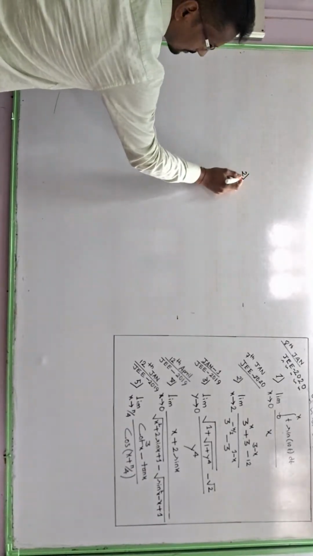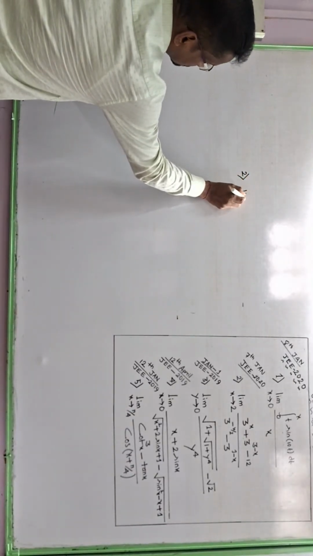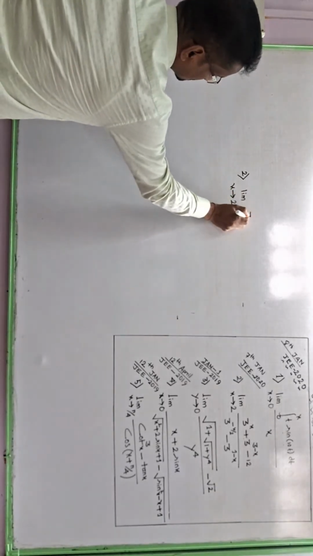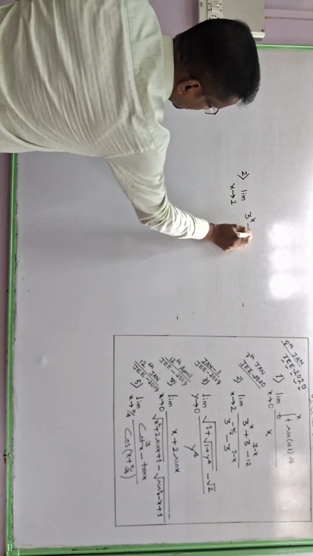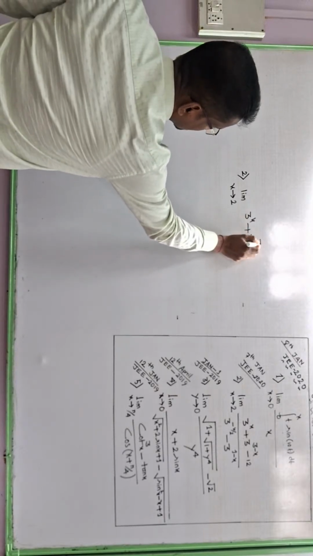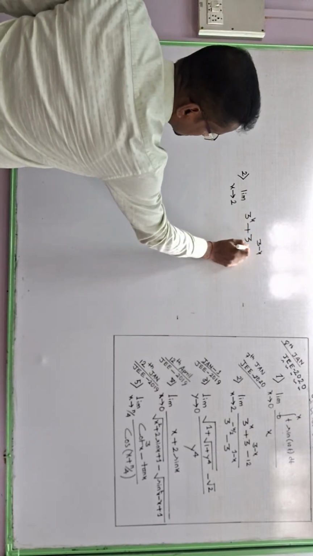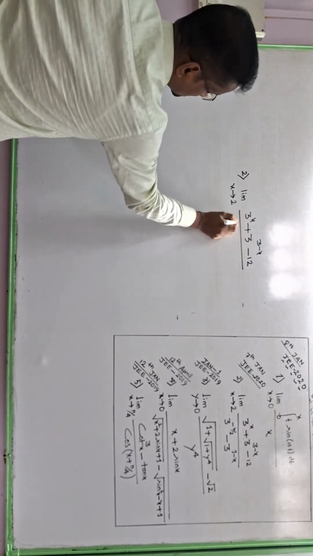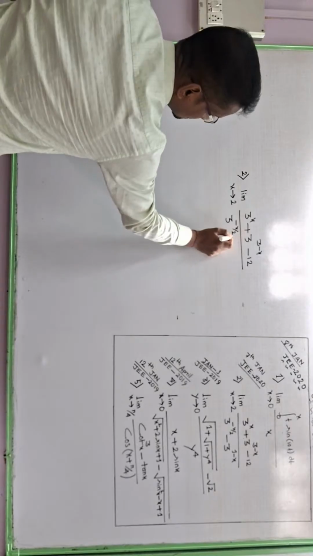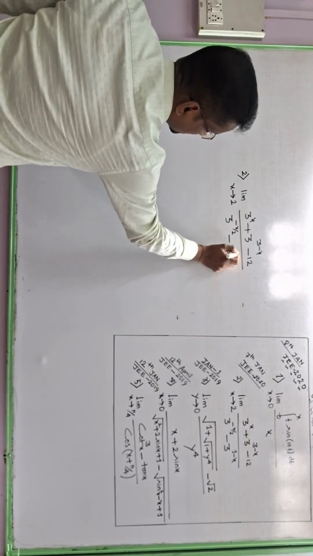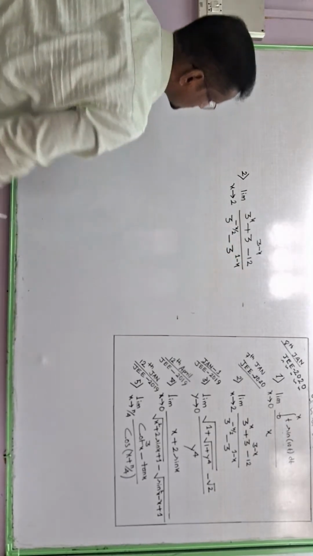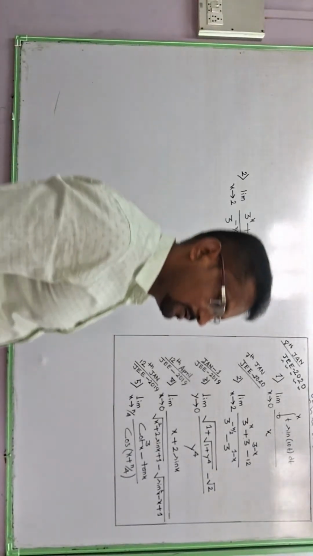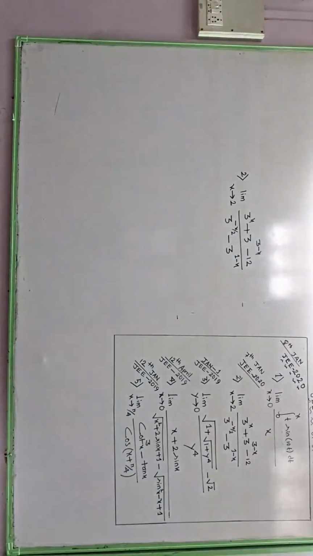Number 2, limit x tends to 2, 3 to the power x plus 3 to the power 3 minus x minus 12, divided by 3 exponent negative x by 2 minus 3 exponent 1 minus x. So L'Hôpital's rule: differentiate numerator as well as denominator.